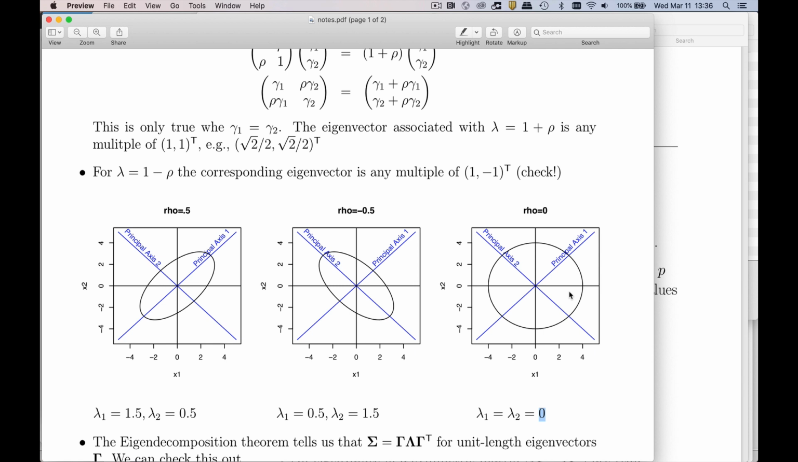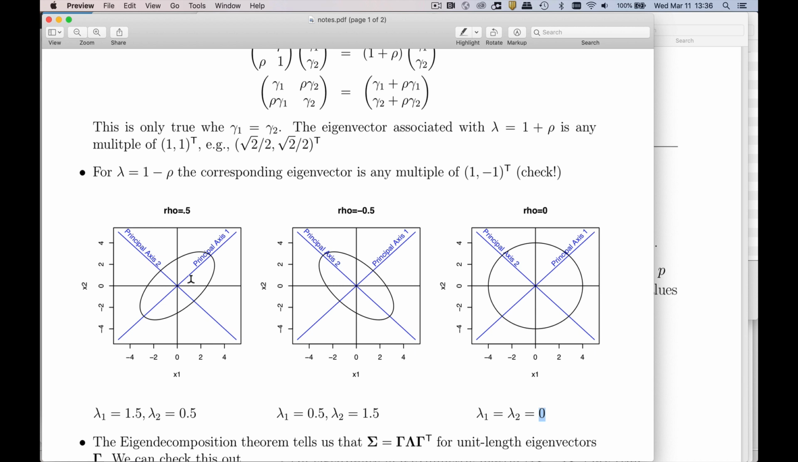So principal components analysis doesn't help us at all in this case where our correlation is 0. There's just no way to really reduce the dimension of that data set. The more correlated the data, the more you can capture with a principal component.